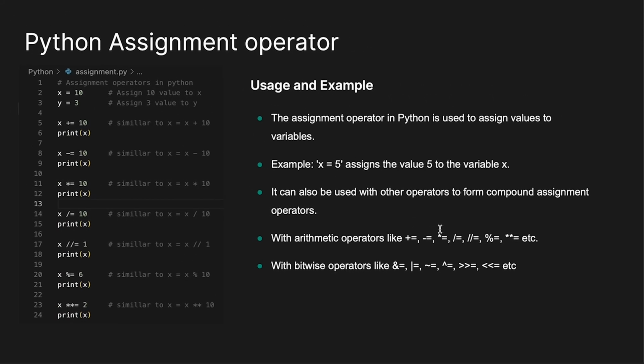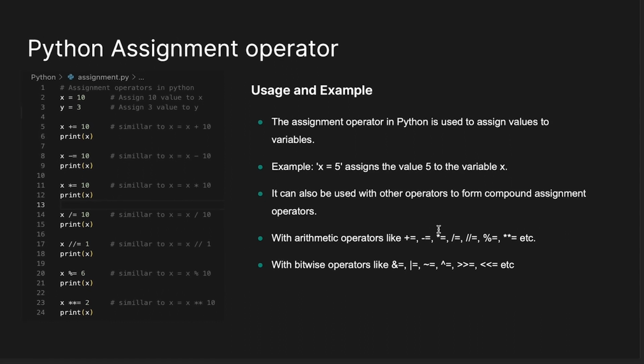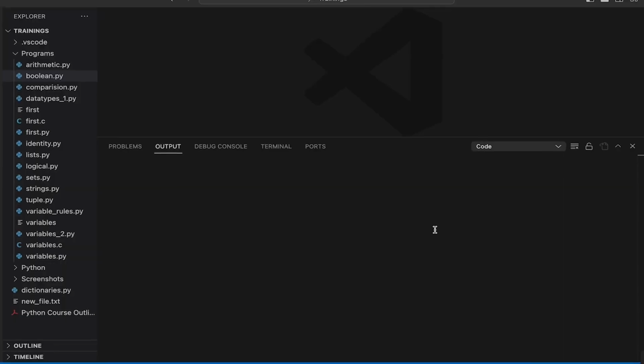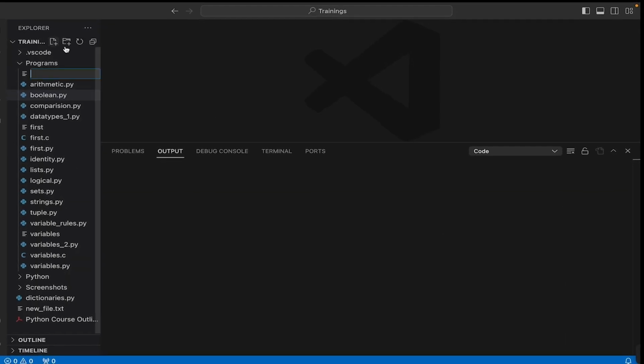As its name suggests, assignment means we can assign any value to a left variable. Here I have taken two examples: x is equal to 10 and y is equal to 3. Here I have assigned the value 10 to the x variable. Let me open Visual Studio and create a file assignment.py.